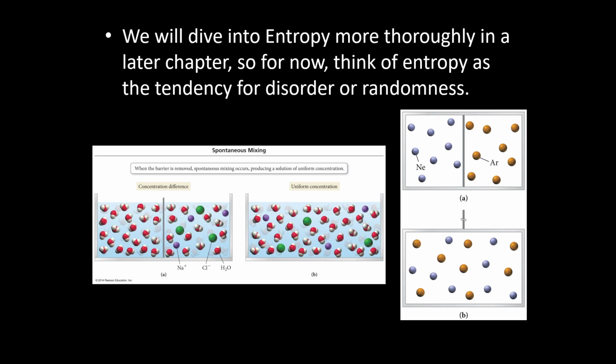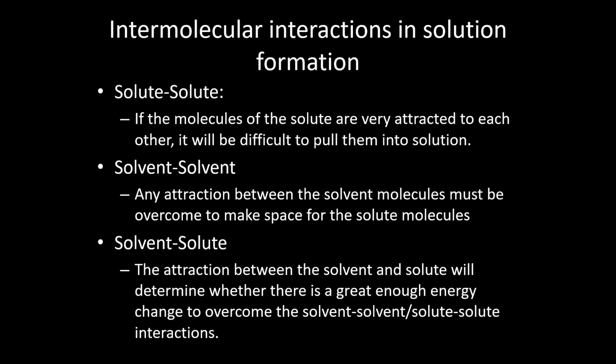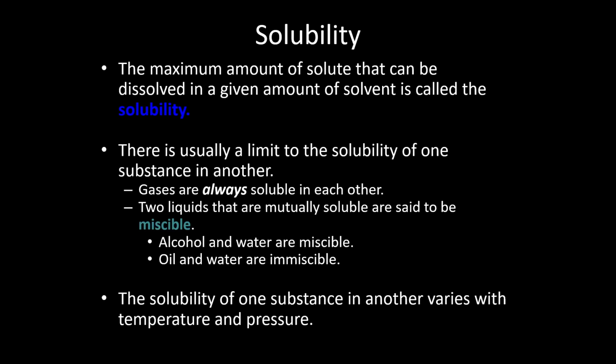So we are going to just go ahead and ignore the exceptions here in this case. So understand that entropy wants things to mix together. And understand that enthalpy will sometimes want things to mix together and sometimes won't. So this section here is talking about all the things that come into play in determining if enthalpy wants something to dissolve or not.